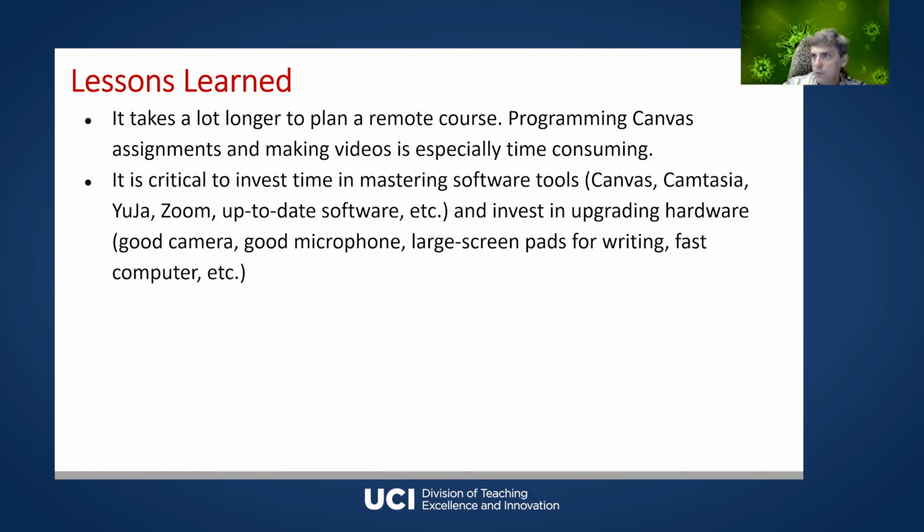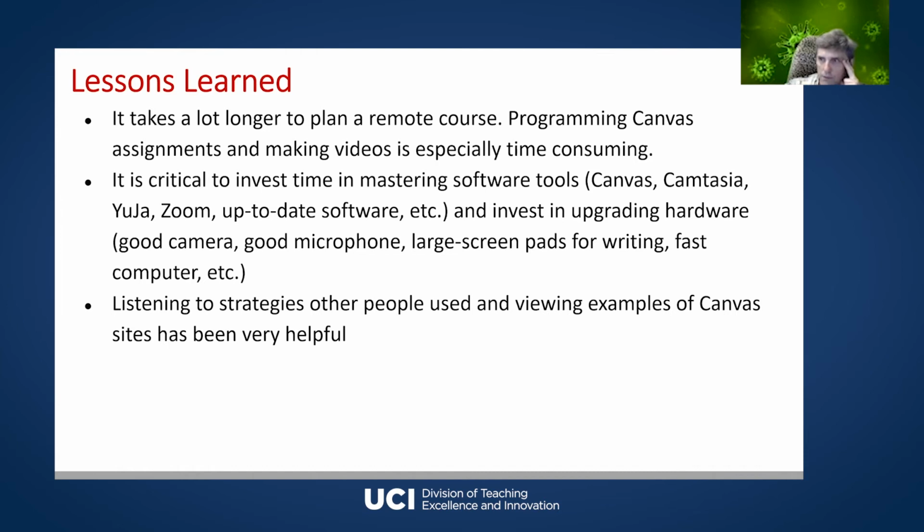I find it was critical to invest in good software. So, learning Canvas, and I bought Camtasia. I'm very happy with this. I started using Zoom, updated the software, and then hardware: a good camera, good microphone, large screen pads for writing, and computers. If I could afford it, I would buy one of these transparent boards, but the size I want is $6,000, and I just don't have the money for it.